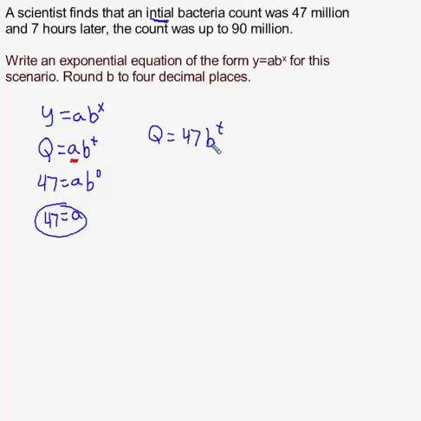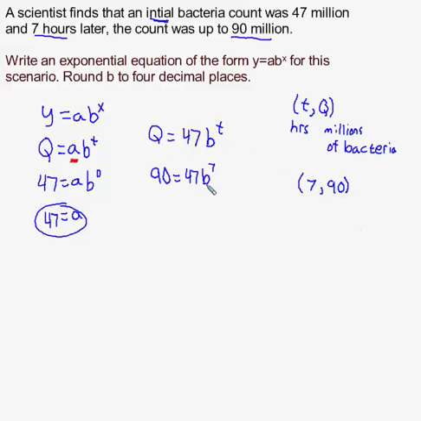Now to find the value of b to 4 decimal places, I need an ordered pair for another time and quantity. I was told that after 7 hours, the quantity of bacteria was 90 million. Since I'm thinking of my output variable as being in millions, I will replace q with just 90. So a general point, t comma q, on my model has t being in hours, and q is the quantity of bacteria in millions. I was told that t equals 7 hours, the quantity in millions of bacteria was 90. So now I can replace q with 90 and t with 7 in this equation and solve for b.